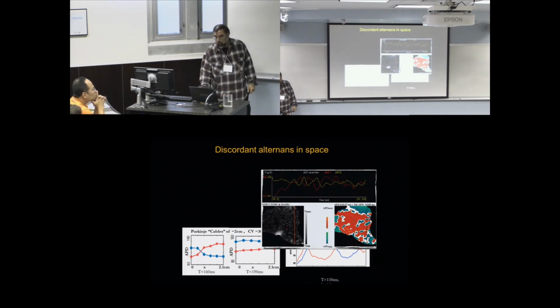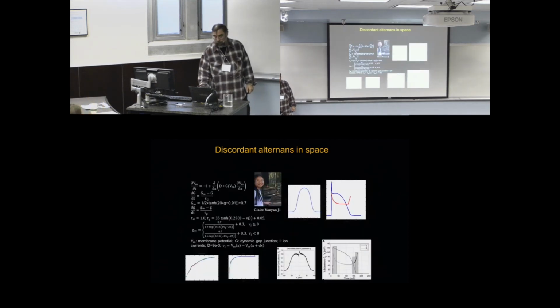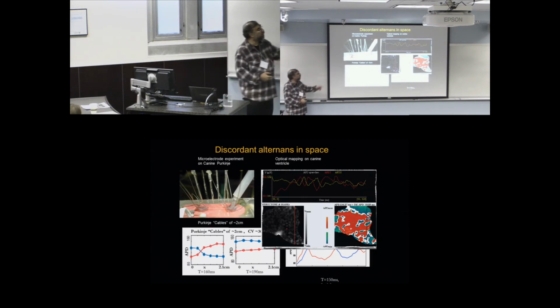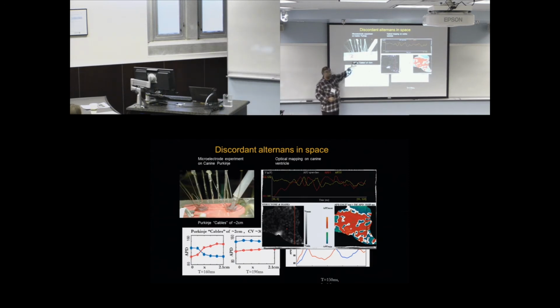It requires a very small scale. But if you try to do simulations in these models, they actually fail. They don't reproduce it. If you want to get discordant alternans in a model with 300 centimeters per second velocity, the minimum tissue required is about 12 to 13 centimeters, compared to 2 centimeters here. So that's a big failure of the models.